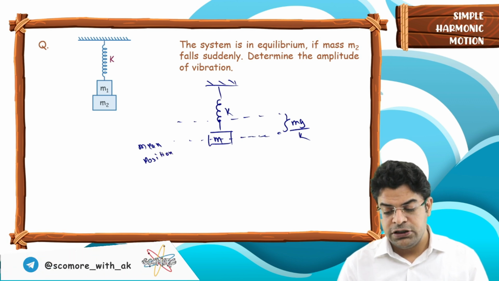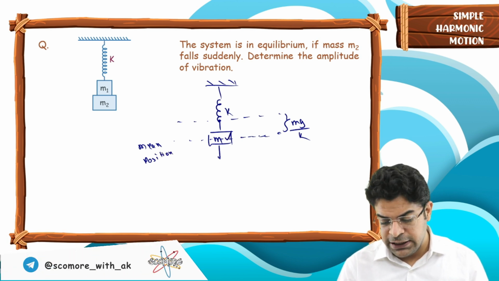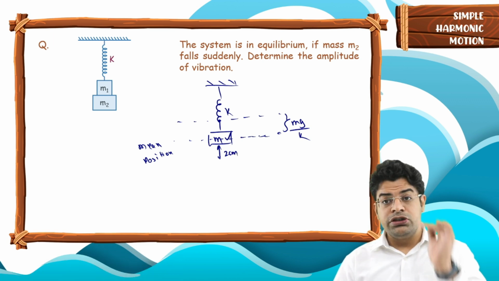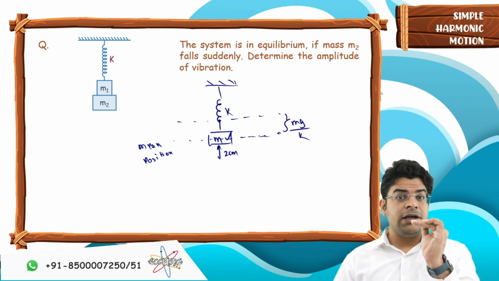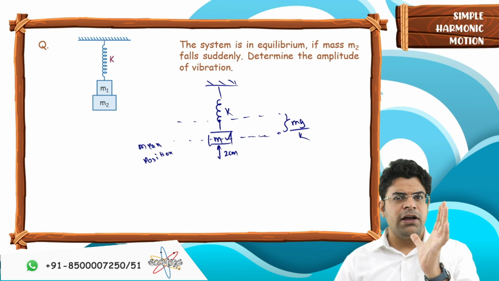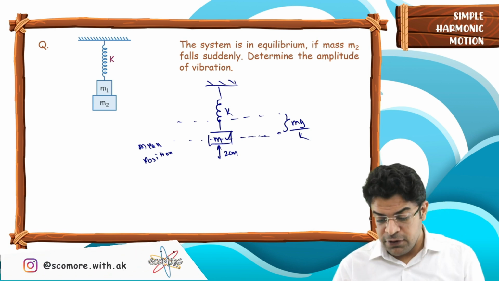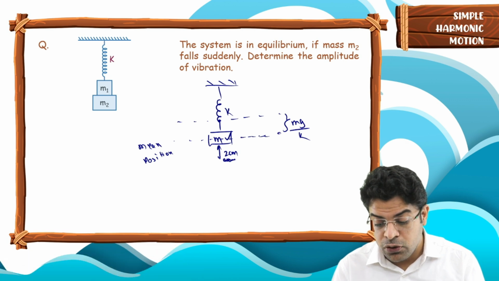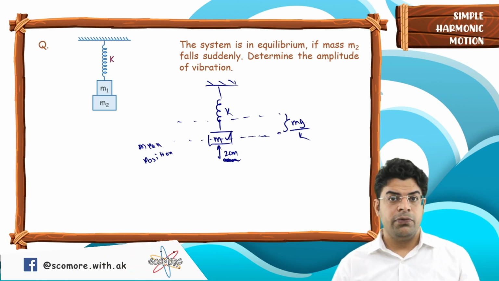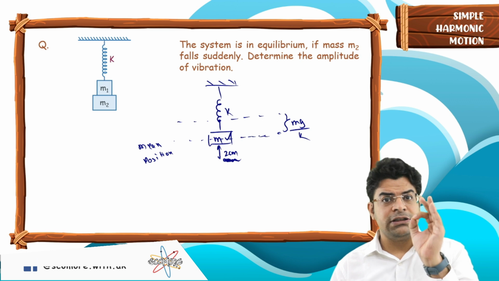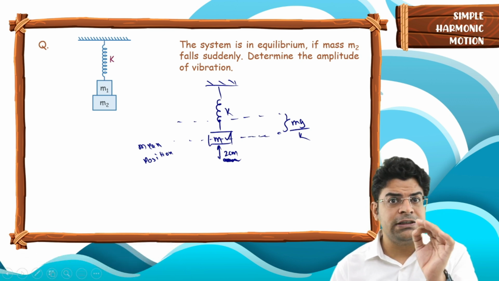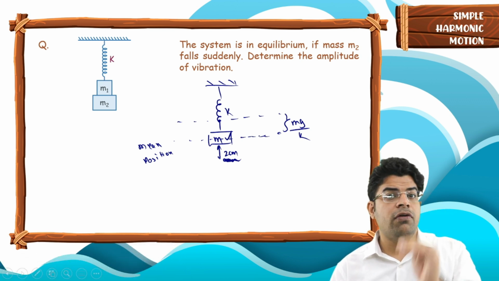Now if I move this block of mass m by, let's say, 2 centimeter downwards, 2 centimeter away from the mean position, and release it, then what will happen? So the mass will oscillate. With how much amplitude? It will oscillate with an amplitude of 2 centimeter. So from whatever distance from the mean position you release it, that becomes the amplitude of vibration.